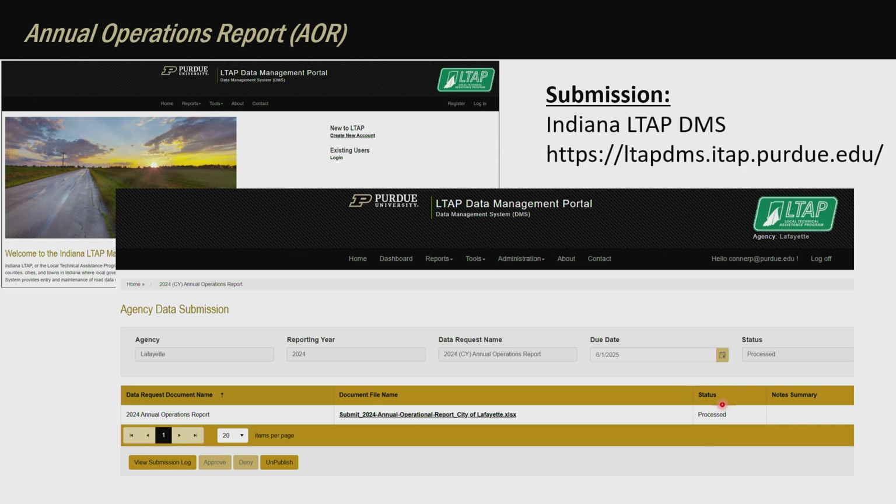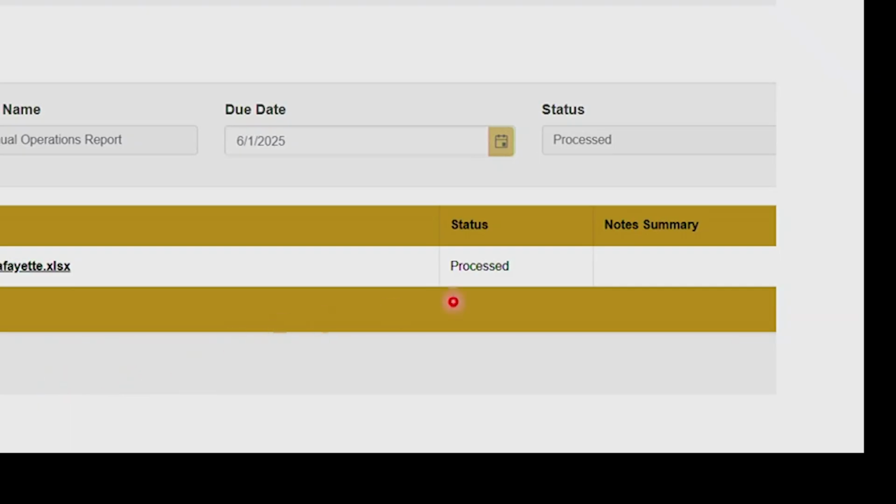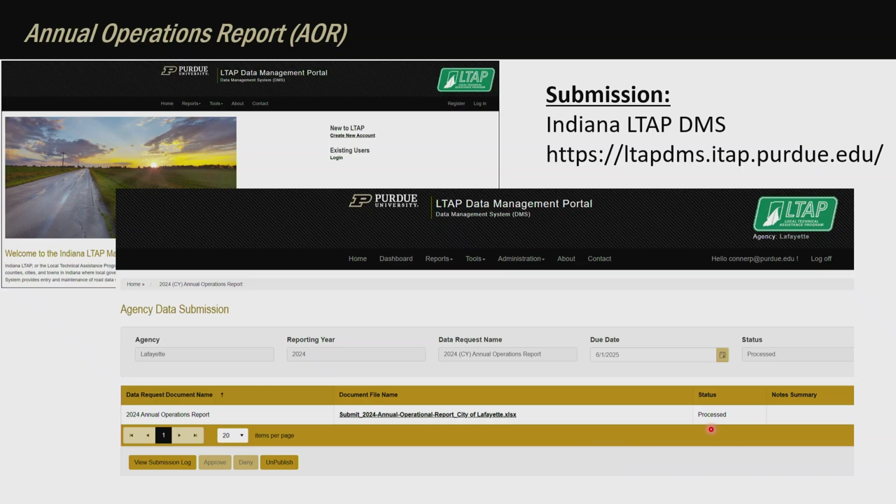But your goal is to get that submitted, for it to say status validated. That means it went through the system, and then what we'll do is come in here and approve it, and then after we approve it, you'll see it listed as processed. So it'll go from submitted to validated to processed.